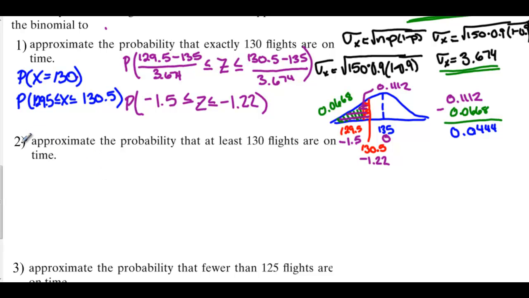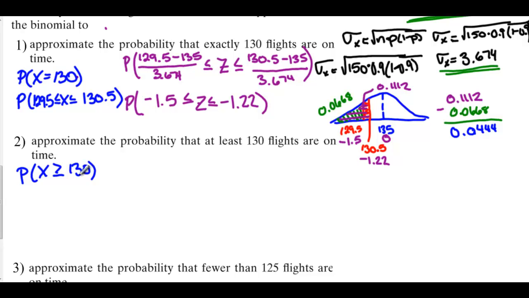All right, for part 2, we'll go through part of it. Part 1 is the worst part. Part 2 is going to be actually fairly quick because we've done most of the work already. So for part 2, approximate the probability that at least 130 flights are on time. At least, what symbol is that? Greater than or equal to. Correct. So greater than or equal to 130.